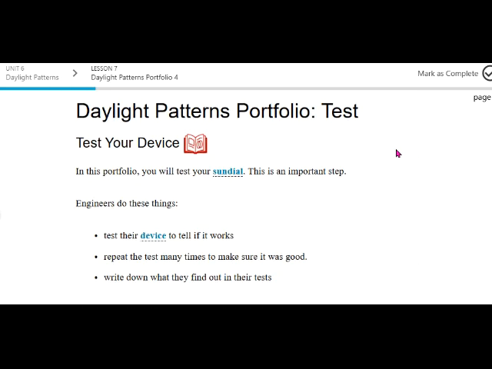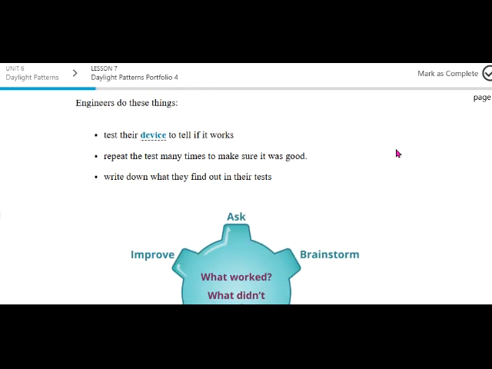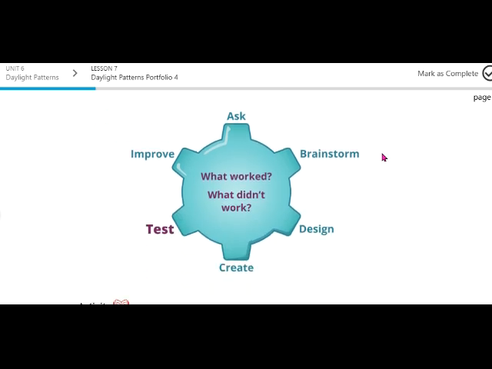Test your device. In this portfolio, you will test your sundial. This is an important step. Engineers do these things. Test their device to tell if it works, repeat the test many times to make sure it was good, and write down what they find out in their tests. Here we are, moving right around this engineering process.